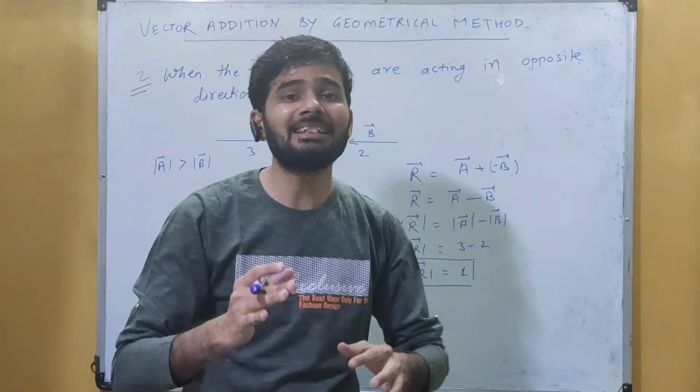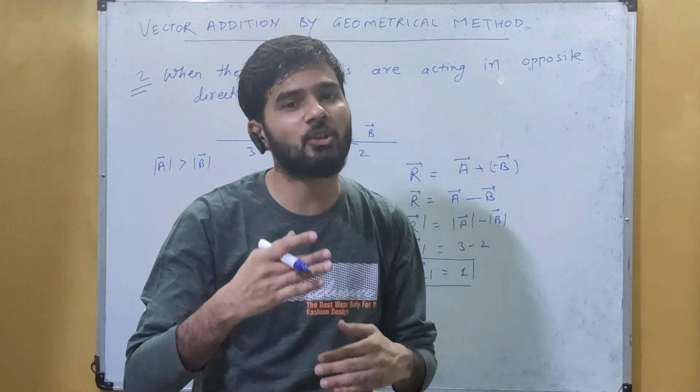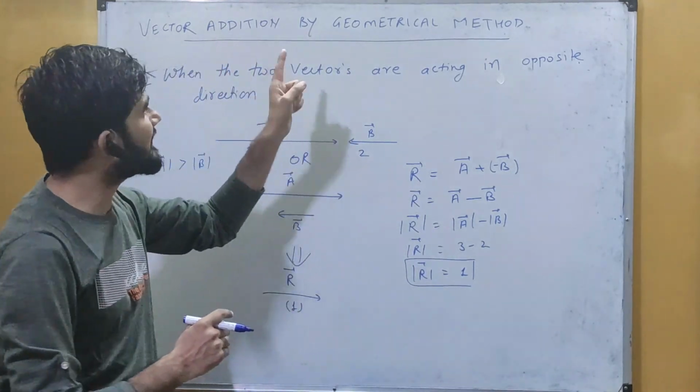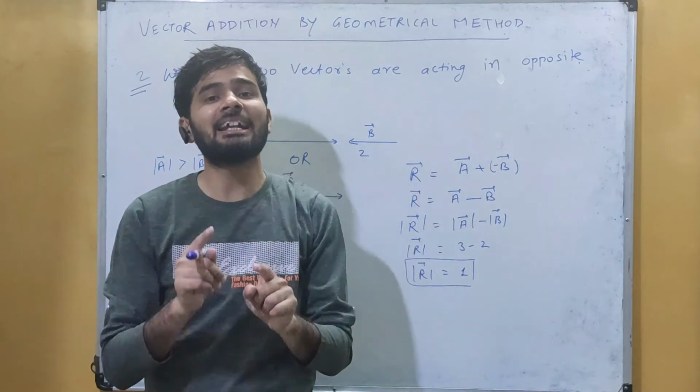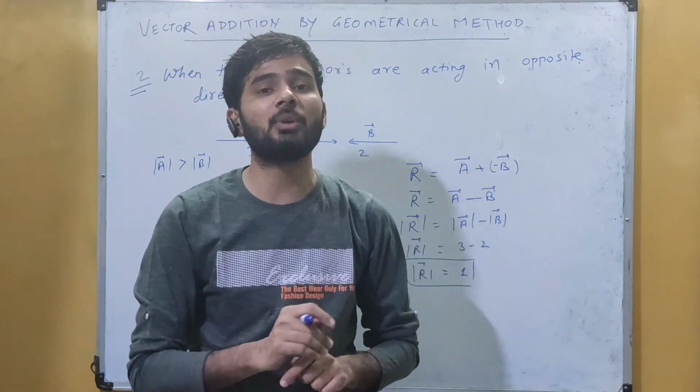So here we have seen how two vectors can be added when they are acting along the same direction or in the opposite direction. In the next video, we will again see the vector addition by geometrical method. But in that case, we will see when the two vectors are inclined at some angle. In that case, how we can add them.